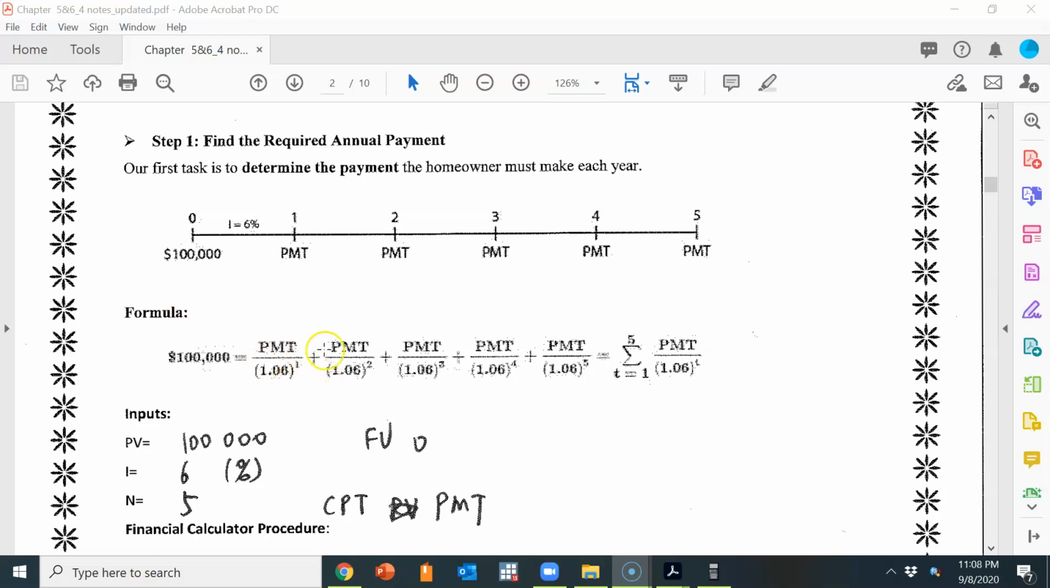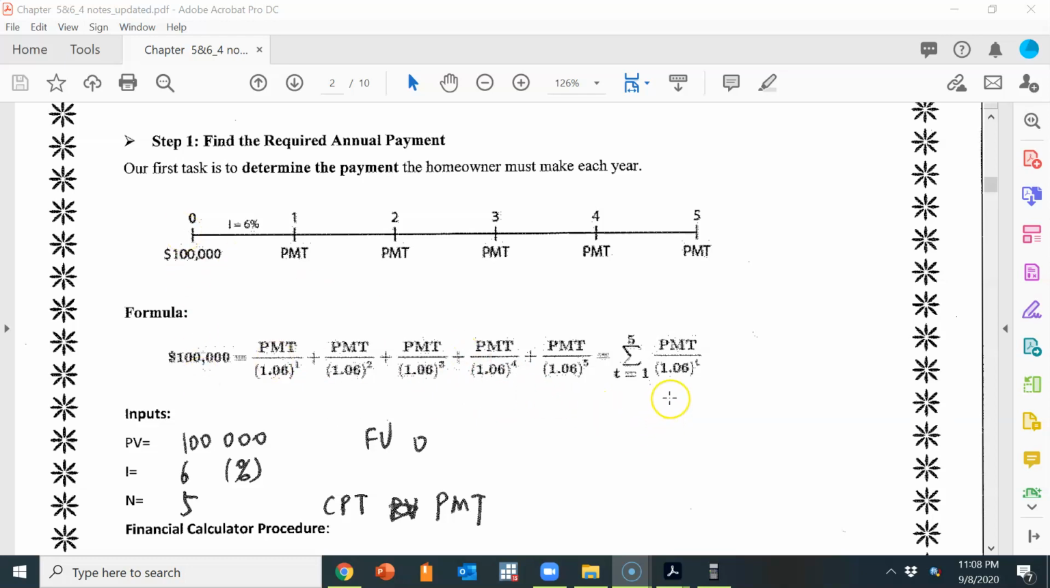Okay, so if we discount the payments one by one, for the first payment, we use 1 plus 6%, the interest rate, to the power of 1. For the second payment, the discount rate is (1 plus 6%) squared. For the third payment, it is (1 plus 6%) cubed. For the fourth payment, it is (1 plus 6%) to the power of 4. For the fifth payment, we're dividing it by (1 plus 6%) to the power of 5. Okay, we're discounting all of the 5 payments to time 0.